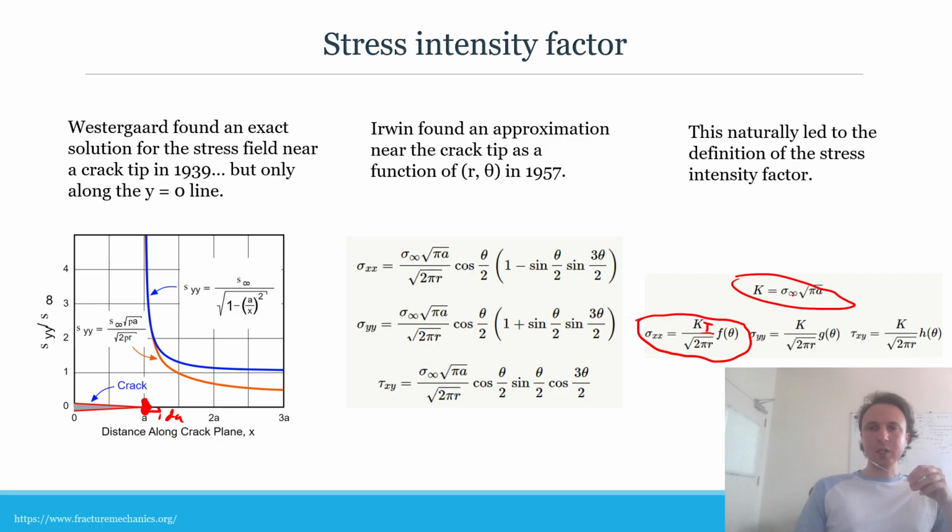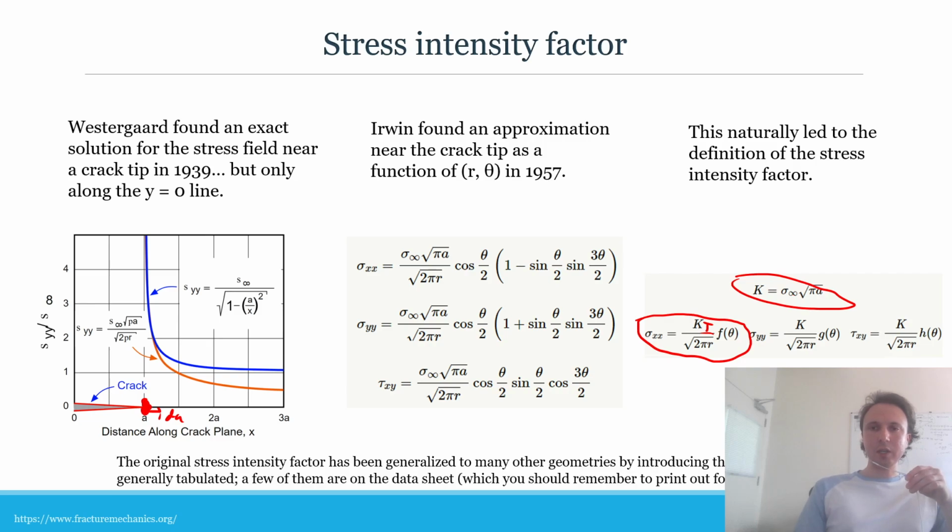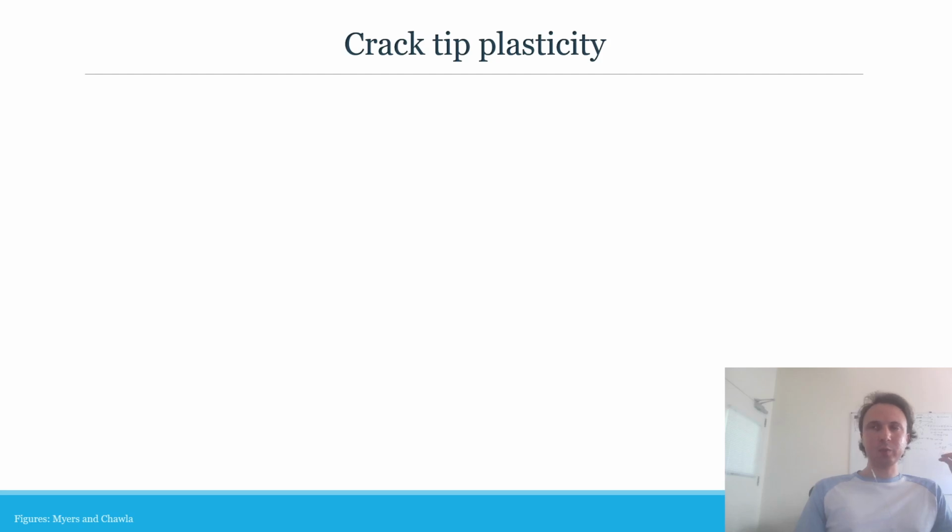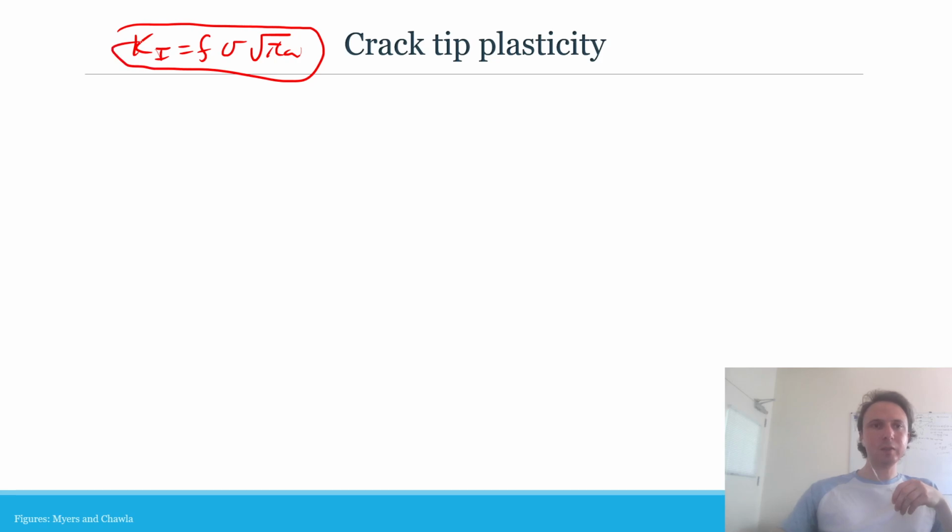Okay, now moving on. So that's just where it comes from. You don't have to worry about that so much. All you really need to know is K1 equals F sigma root pi a. If you know that, you're pretty much good.